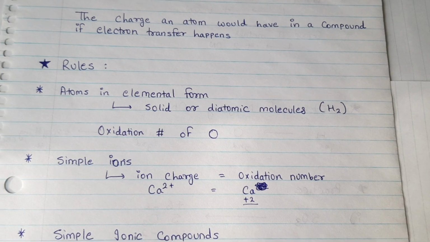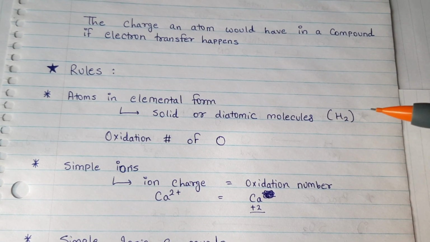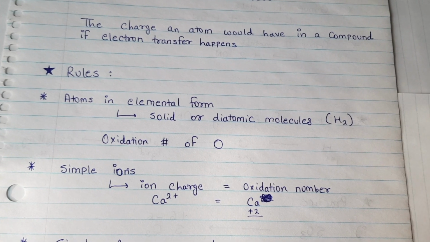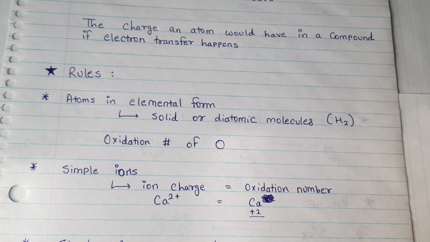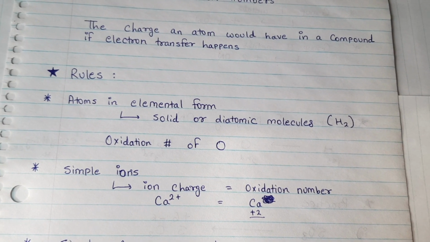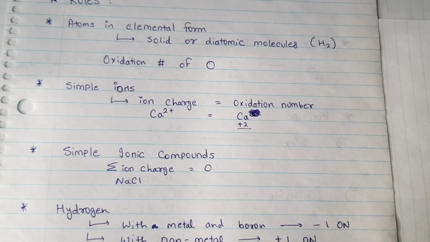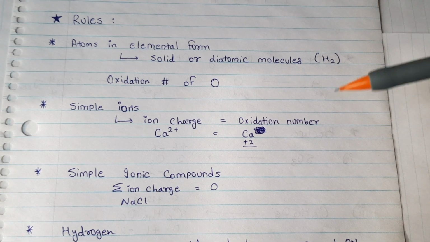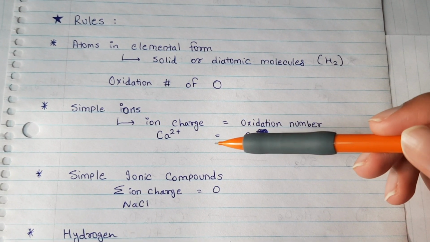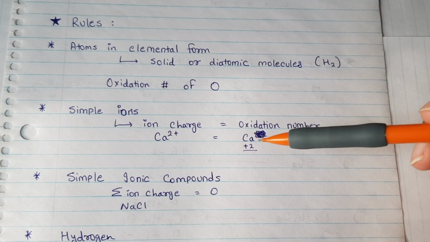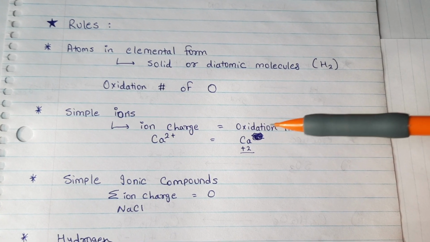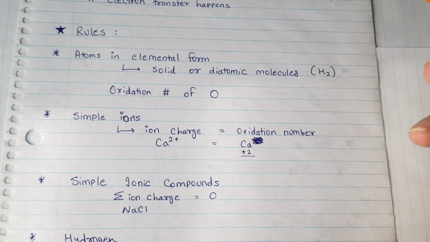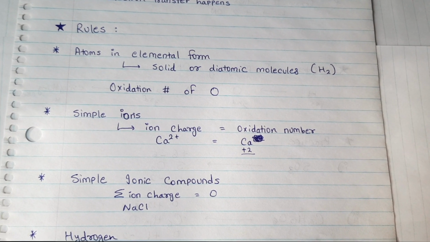The first rule is atoms in elemental form. Any atoms in elemental form, whether it be solid or diatomic molecules, will have an oxidation number of 0. Then let's talk about simple ions. For simple ions, the ion charge will be the oxidation number. For example, calcium 2+ has an oxidation number of +2. Na+ has an oxidation number of +1.